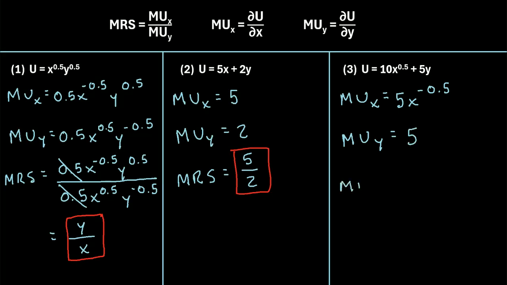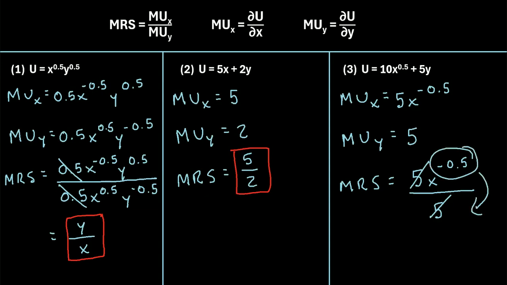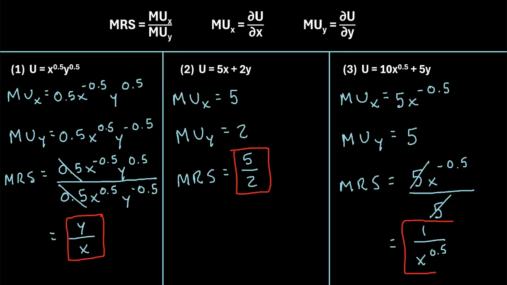Then the marginal rate of substitution will be the marginal utility of x divided by the marginal utility of y. When we do that, we see that the 5s cancel out, and we're just left with x to the negative 0.5. If we'd like, we can make this exponent positive by bringing it down to the denominator. So we would end with 1 over x to the 0.5. This is our marginal rate of substitution given this utility function. Those were just 3 different examples of how to calculate the marginal rate of substitution when you are given the utility function.